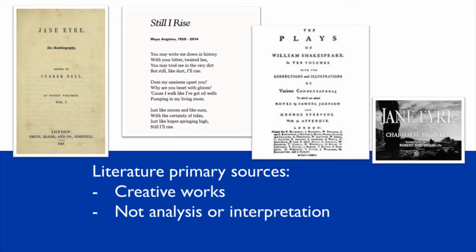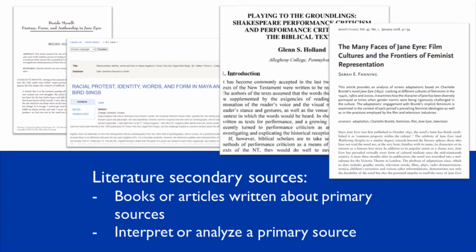A primary source doesn't analyze or interpret another source. It's a creative work of some kind, the material that's being analyzed by you and other scholars. Secondary sources are written about primary sources and do provide analysis and interpretation. Secondary sources in literature are almost always books and journal articles, which you can find in the library catalog or databases.